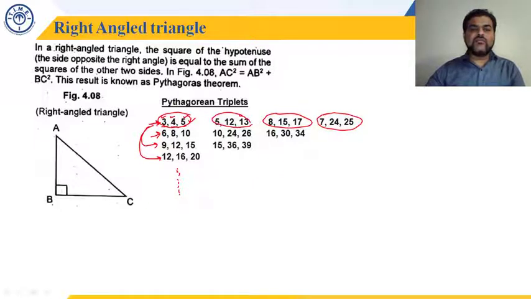Similarly, 5, 12, 13. Multiply all of them by 2, I get 10, 24, 26. That is also a Pythagorean triplet. Multiply all of them by 3, I get 15, 36, 39. That is also a Pythagorean triplet. And so on. Again, we can generate a lot of them here. Similarly, here we can generate a lot of Pythagorean triplets. Here also we can generate a lot of Pythagorean triplets. But we don't have to remember all of them. Just remember the ones mentioned on this slide and it will be more than enough.